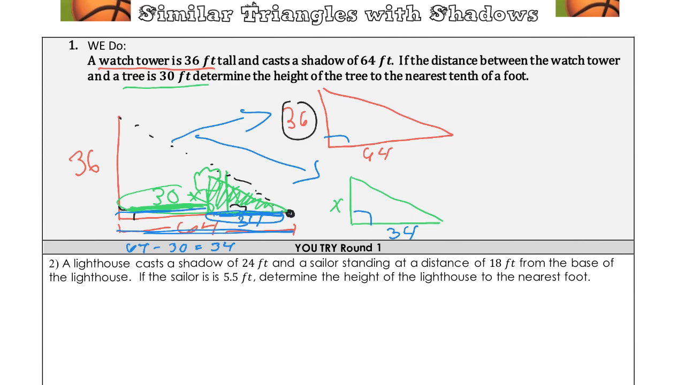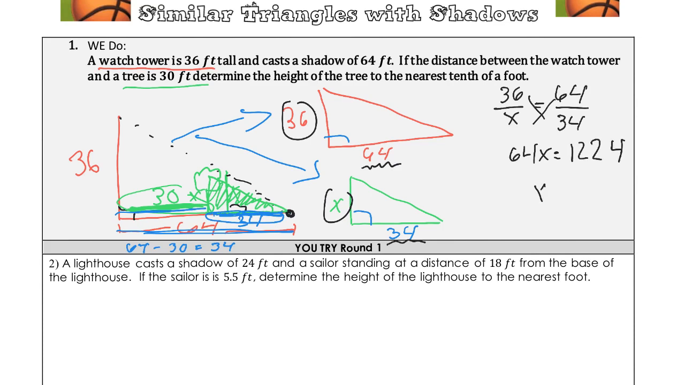Now we could just set up a proportion. So my heights match up, 36 over x equals, now I started with 36, the red triangle, so for the shadows I'm going to start with 64 divided by the shadow of the little triangle, which is 34. Now I just got to cross multiply. 64x equals 36 times 34. I'm going to use my calculator here. Don't know that one in my head.